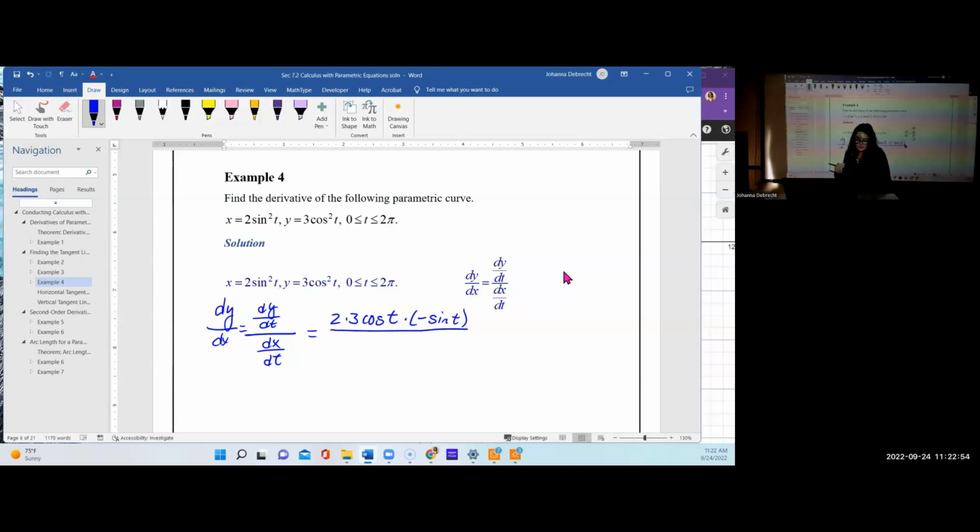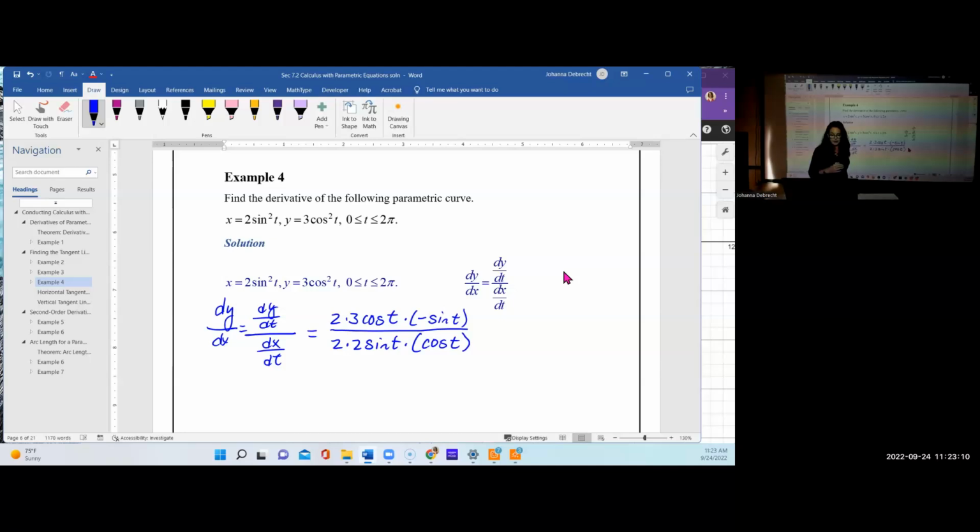And now we're going to do the same thing on the denominator. The value of x of t is 2 sine squared of t. So applying the chain rule, we get 2 times 2 sine of t times the derivative of sine of t, which is cosine of t.